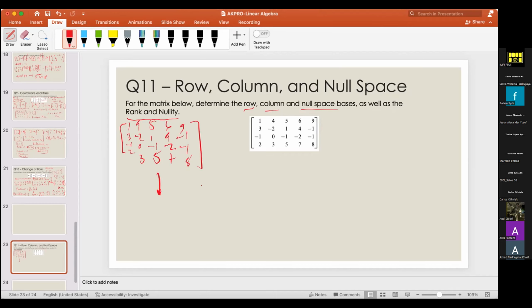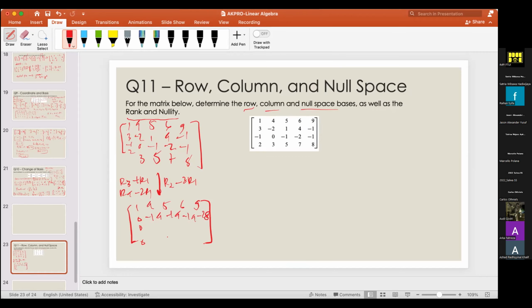So first we're going to knock out these 3 by R2 minus 3 R1, R3 plus R1, and R4 minus 2 R1. So what we're going to get is 1, 0, 0, 0. This is 4, 5, 6, 9. So minus 2 minus 12, that's minus 14. 1 minus 15, that's minus 14. 4 minus 18, that's minus 14. Negative 1 minus 27, that's negative 28.